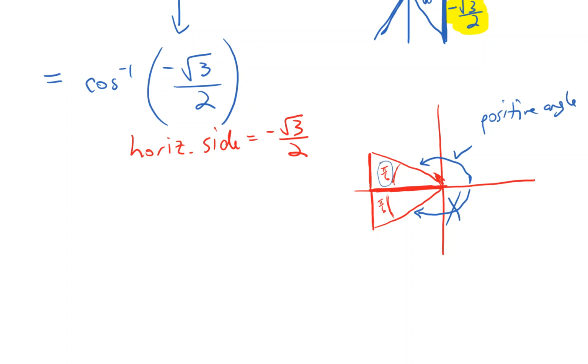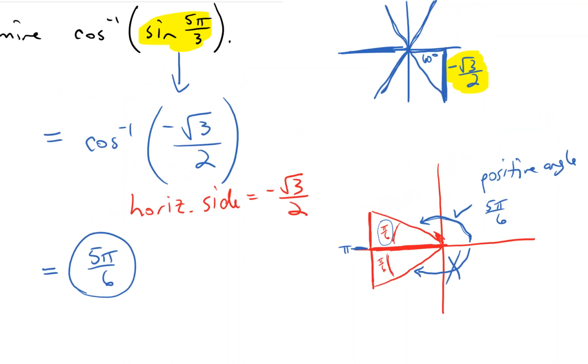Well, if this is pi over 6, then the blue angle from 0 would be pi over 6 away from pi, because right here is pi. So if I start at pi and I back up pi over 6, I get 5 pi over 6. So the cosine inverse of negative square root of 3 over 2 is the angle 5 pi over 6.